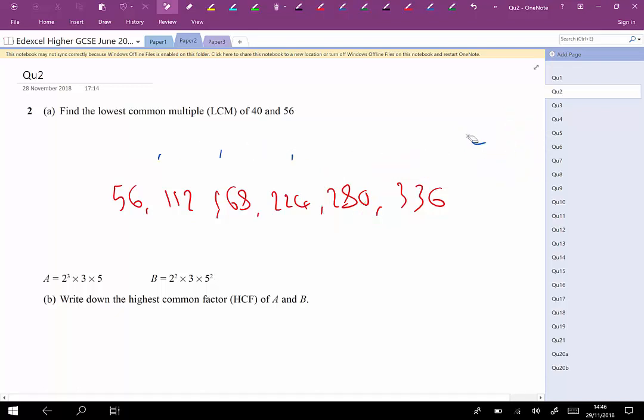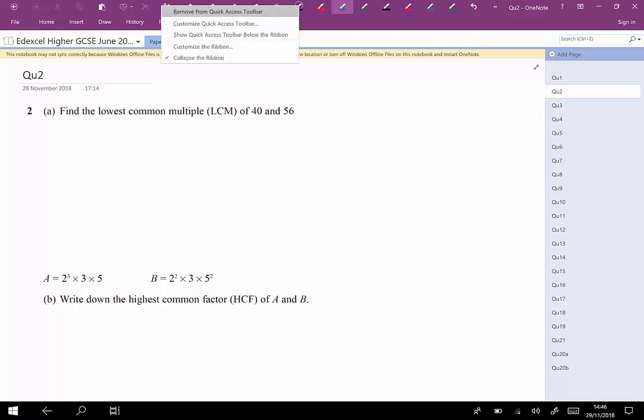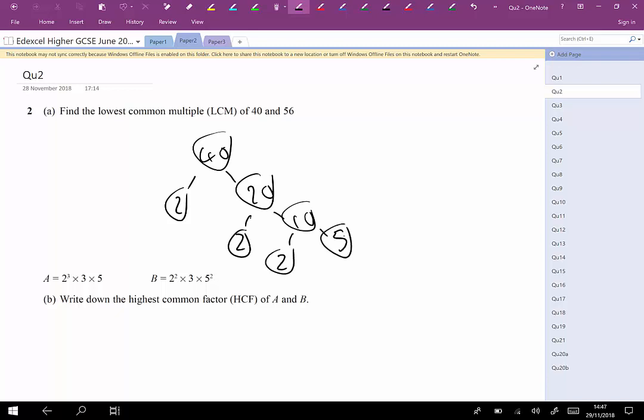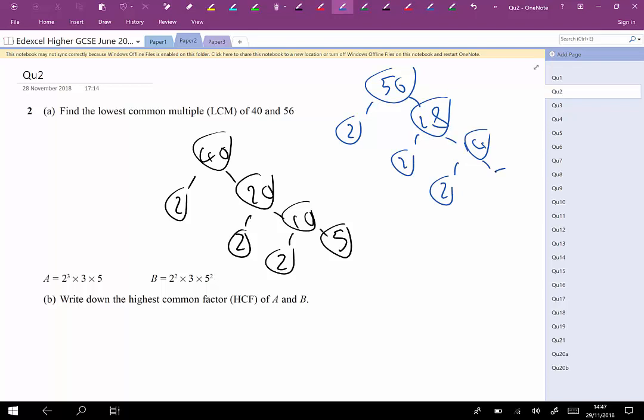Another way, perhaps a more formal way, is that you can do your factor trees. I assume you've heard of factor trees? So factor trees, you're going to go 40, does it divide by 2? Yes. 20. Does it divide by 2? Yes. 10. Does it divide by 2? Yes. 5. That's also a prime number, so I'm going to stop there. Okay. Repeat for 56. 56 divided by 2? Yes. 28. Does it divide by 2? Yes. 14. Does it divide by 2? Yes, and I get 7.